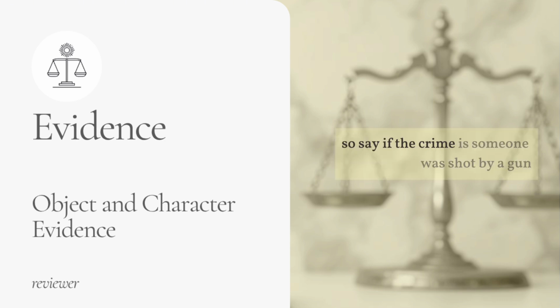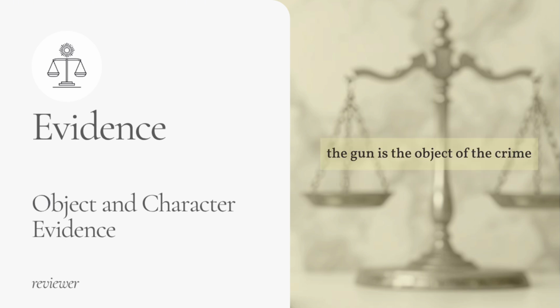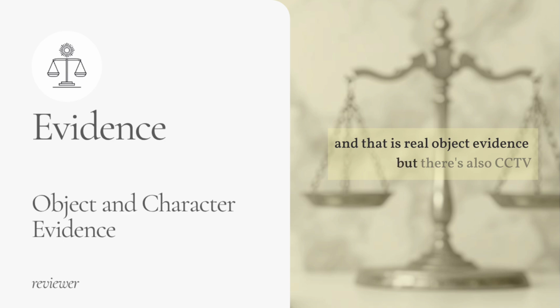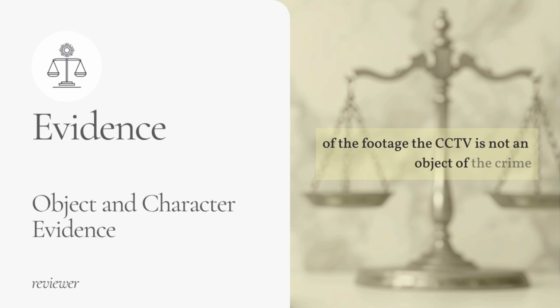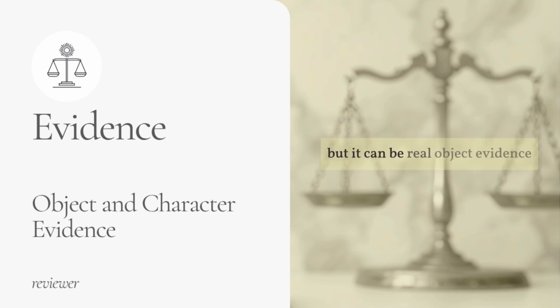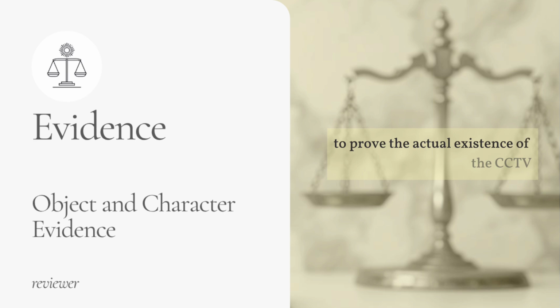So say if the crime is someone was shot by a gun. The gun is the object of the crime, and that is real object evidence. But there's also CCTV of the crime. While this can be real evidence to prove the existence of the footage, the CCTV is not an object of the crime. So the pistol is both the object of the crime and it can be real object evidence. But the CCTV is not an object of the crime, but it can be real object evidence to prove the actual existence of the CCTV.